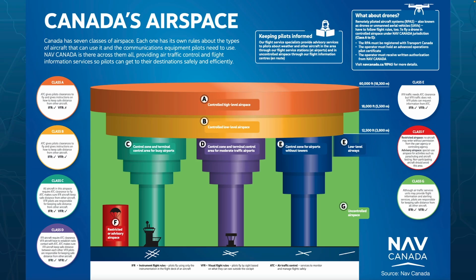So here's a nice graphic just showing those different airspace types. You can see the different control zones. Class C, terminal control area for busy airports. D, control zone and terminal control area for moderate traffic airports. And E, control zone for airports without towers. We've got the G, uncontrolled airspace there. And then the B and A, the controlled airspace above that. Just a good graphical representation there with the different control zones.